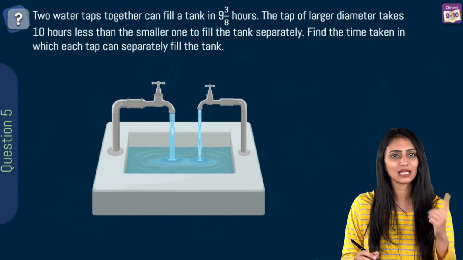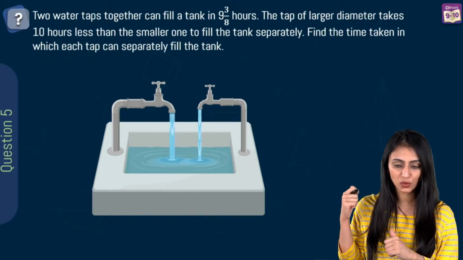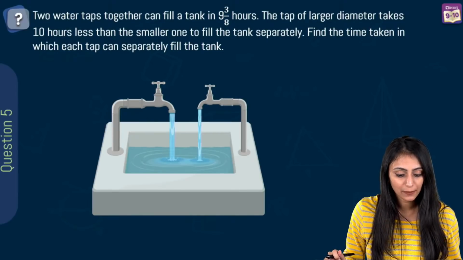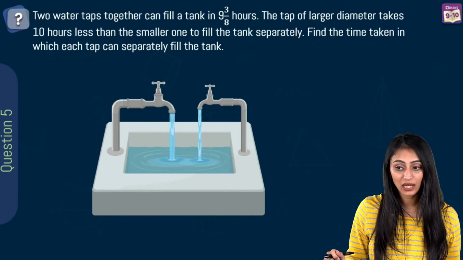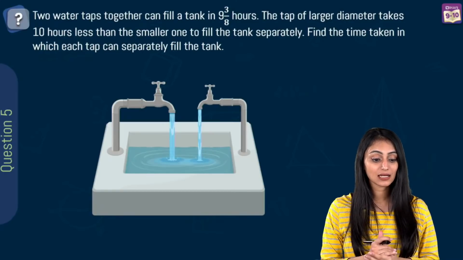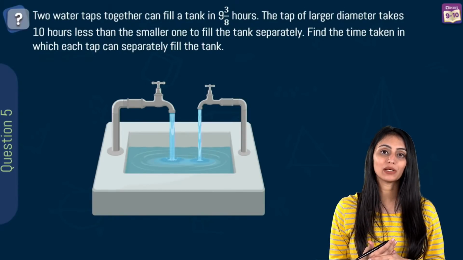Somebody was asking me about time questions, right? Questions wherein we have time, you get confused. So here we have one. Two water taps together can fill a tank in 9 3/8 hours. The tap of the larger diameter takes 10 hours less than the smaller one to fill the tank separately. Find the time taken in which each tap can separately fill the tank.